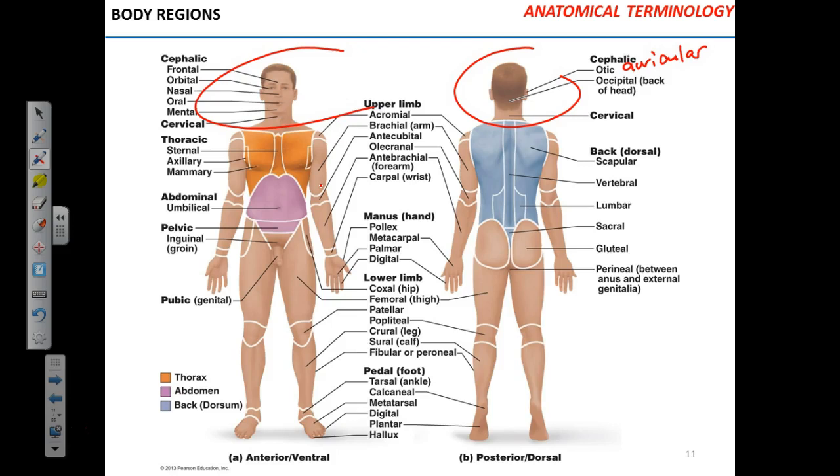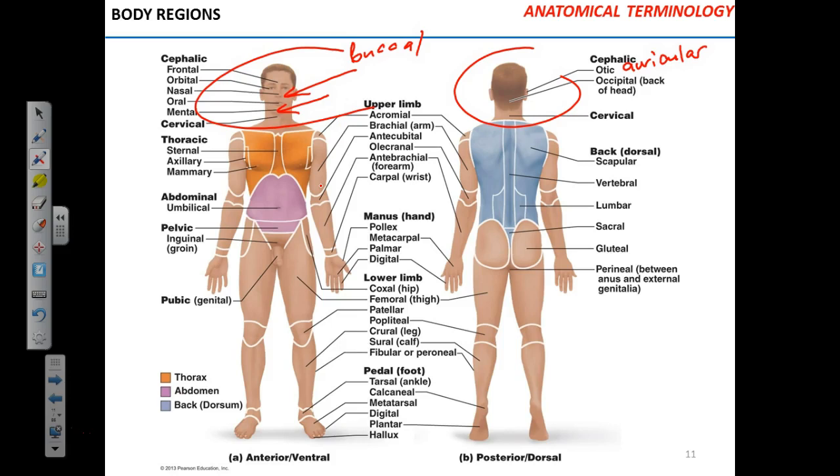Now, face, eyes: orbital or ocular. Synonyms. Makes perfect sense, right? Nasal. Oral. So far, I don't think I'm telling you something new. Now, a few things that make absolutely no sense. Mental. That's your chin. Okay? And one thing that you didn't encounter yet, your cheeks. You have to know that it's buccal. So I'm telling you now, know that.